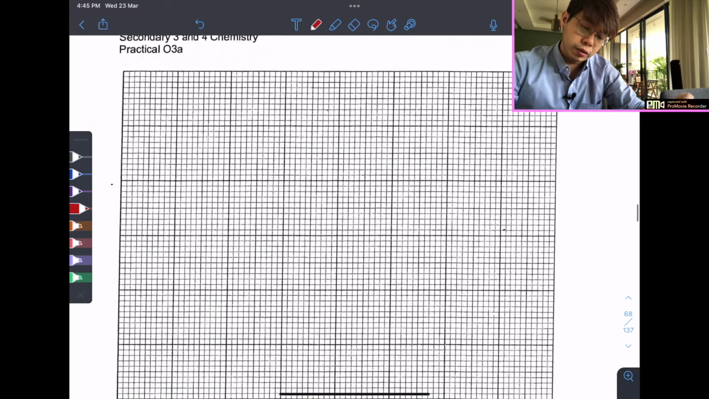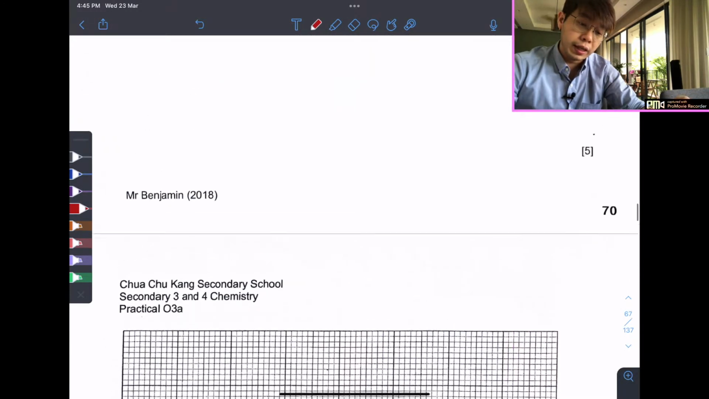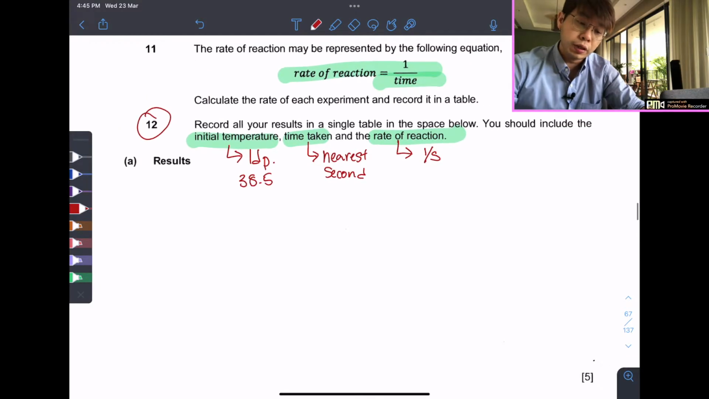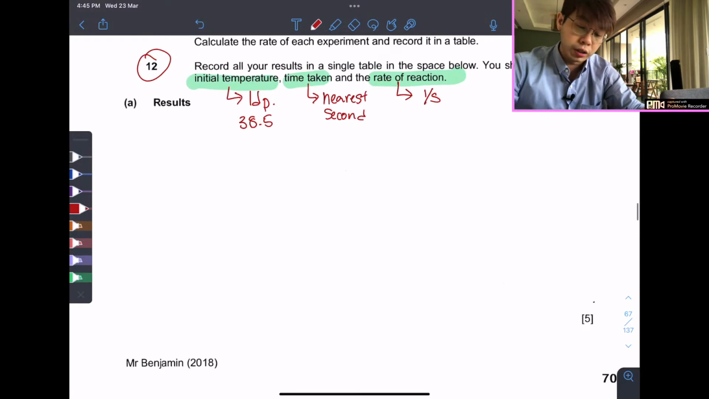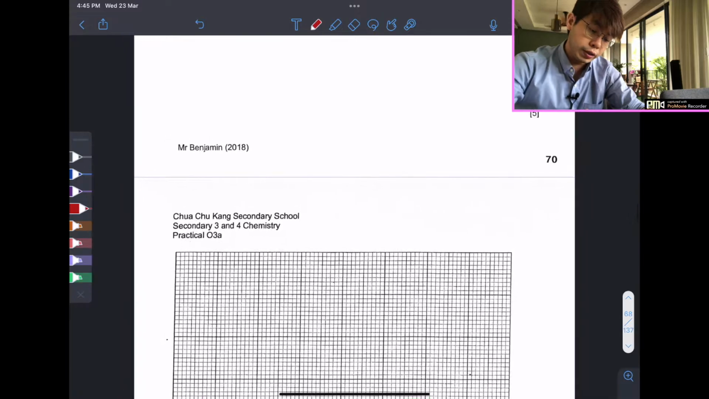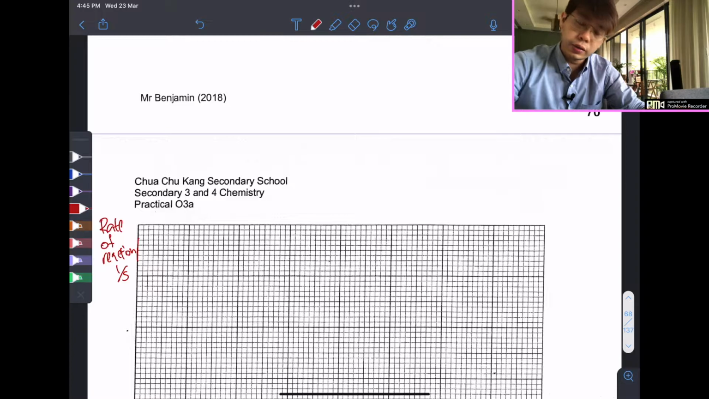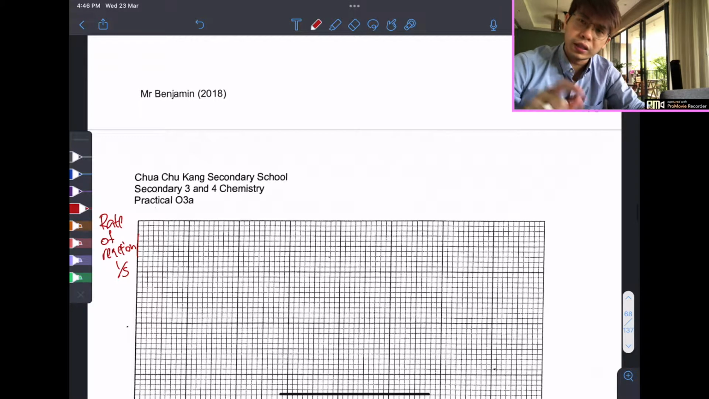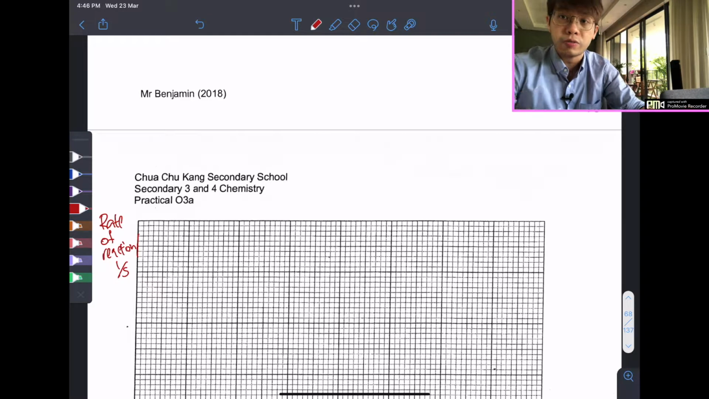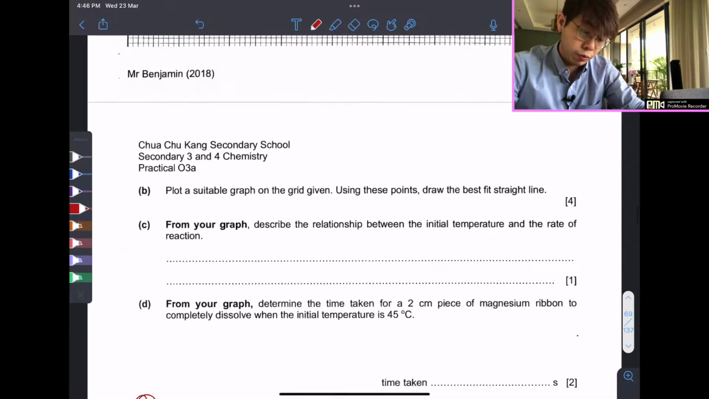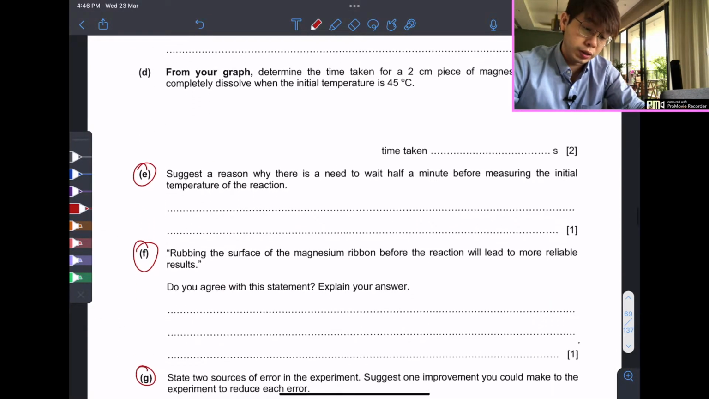Alright, now the graph drawing, they ask you to plot a suitable graph. Now when you are asked to calculate rate of reaction, the axis over here needs to be the rate of reaction, in units of 1 over s. Right, so this one needs to be correct. It cannot be time. If they ask you to calculate a reaction, please use rate of reaction. Okay, moving on because there are more important things.